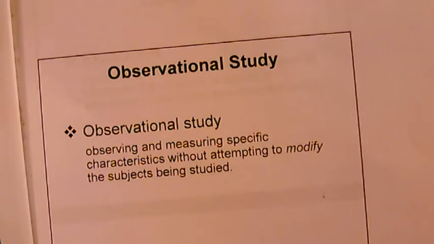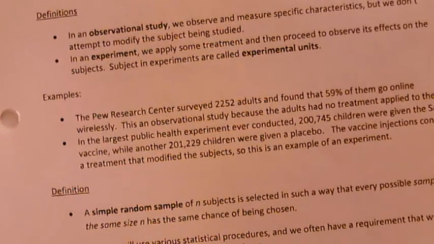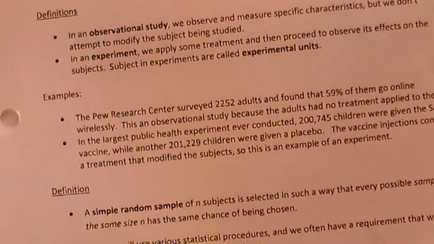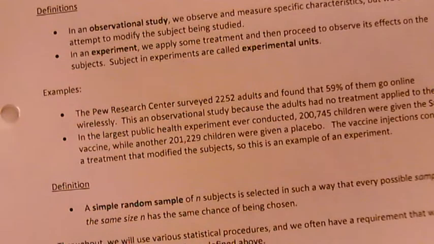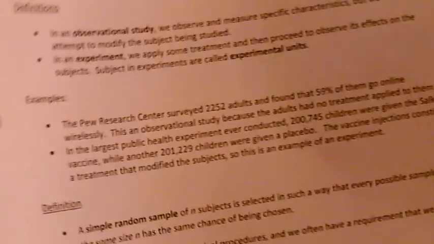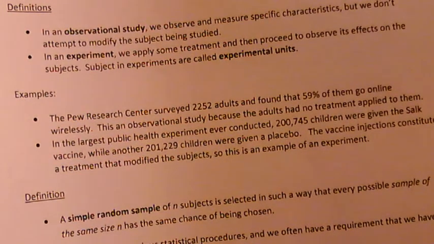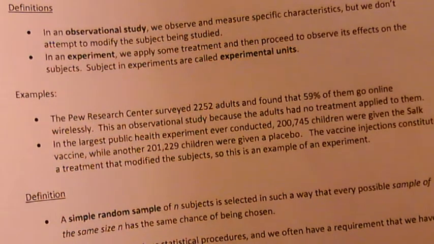So in this case here, let's say I had this situation. Here the Pew Research Center surveyed 2,252 adults and found that 59% of them go online wirelessly. That would be an example of an observational study because the adults had no treatment applied to them. Okay? So here, if no treatment is applied and we just observed these 2,252 adults, then that would be an observational study.